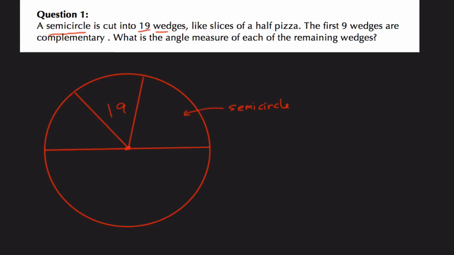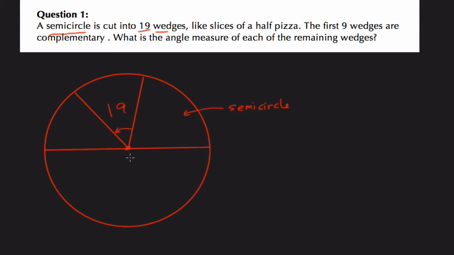And so you can tell that if we're asking about the angles here, we're going to be looking at this wedge piece right here. It's not specified in the problem, but I think it's implied. And in a problem like this, if you need clarification, you can always ask about it. But here they tell us the first 9 wedges are complementary. And what that tells me is that the first 9 wedges add up to 90 degrees.